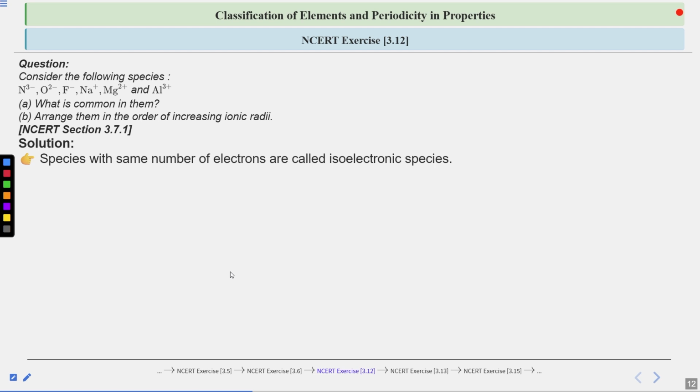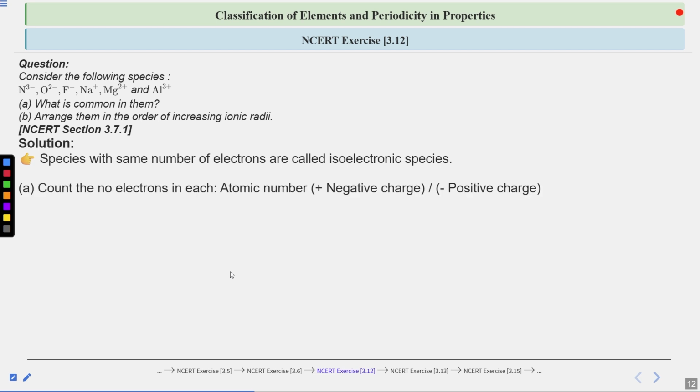What are isoelectronic species? The species with the same number of electrons are called isoelectronic species. Now what is the number of electrons in each of these species? There is a very simple method to calculate that. Just take the atomic number of the given element. If the charge is negative, add that number to it. If it is positive, subtract that number. How? Let us see. Suppose we are considering nitrogen. The atomic number is 7 and the charge is negative, so we will add that number. 7 plus 3, 10 electrons.